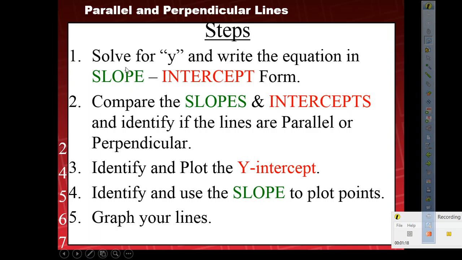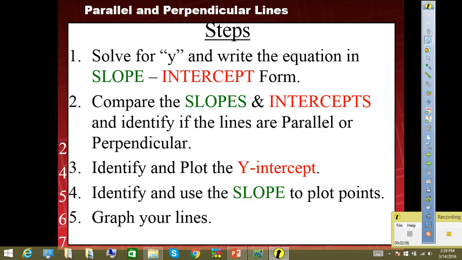5 easy steps. Solve for y and write the equation in slope-intercept form. Step 2, compare the slopes and intercepts and identify if the lines are parallel or perpendicular. Step 3, identify and plot the y-intercept. Step 4, identify and use the slope to plot points. Step 5, graph your lines. Copy that, please.